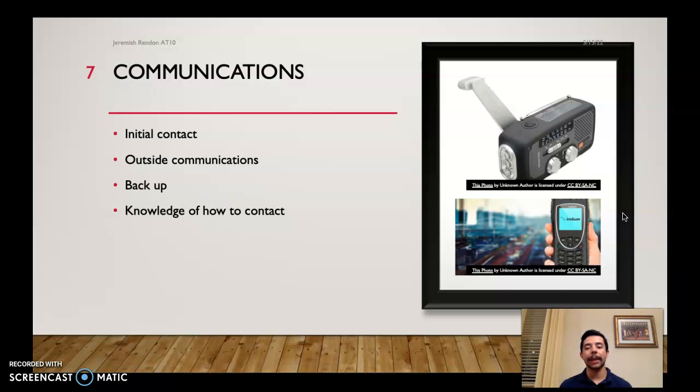Do we have a backup plan for communicating when these things go down? Do we have a satellite phone? Do we have walkie-talkies? Not everything needs to have this broad range of contact. Having radios within your party would make the difference as well. And then knowledge on how to contact. If we don't have the necessary first means of contacting, do we know how to continue going about different ways of contacting?